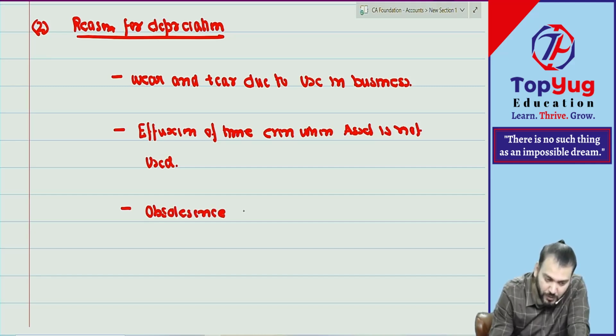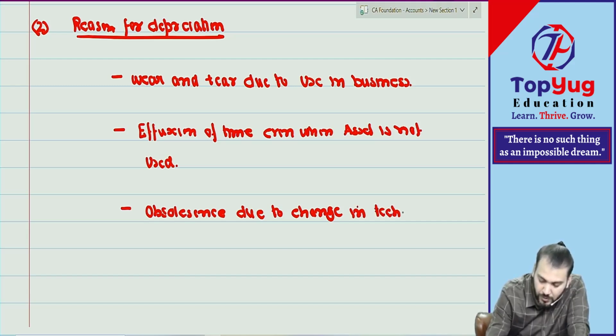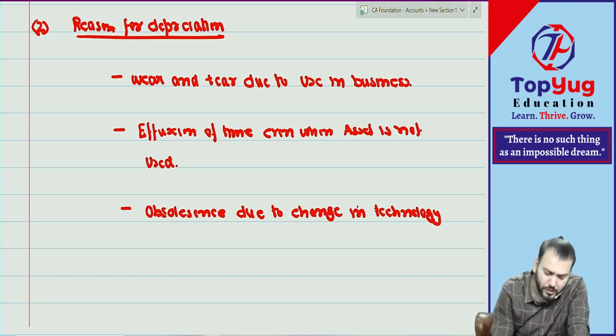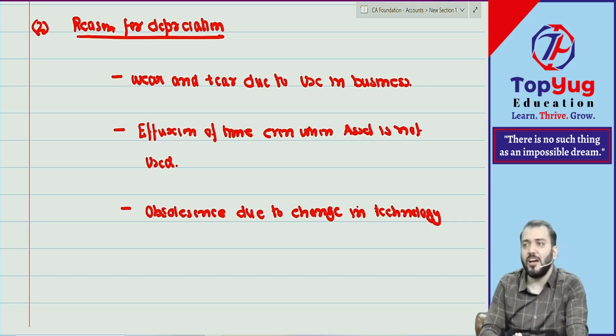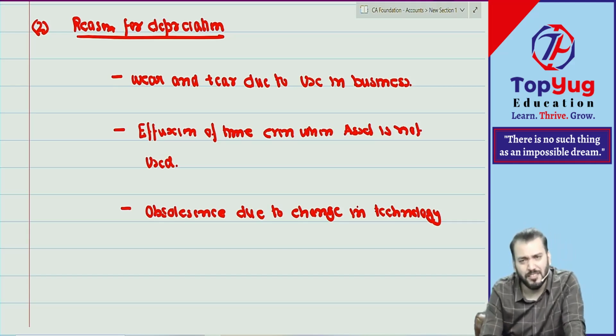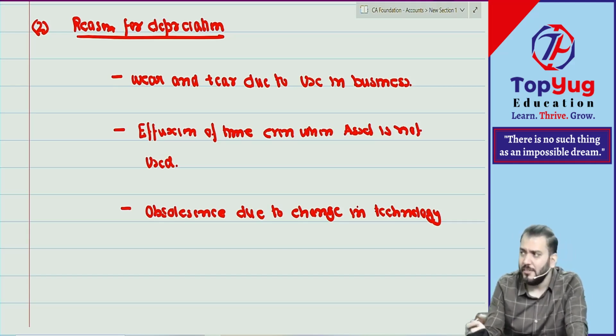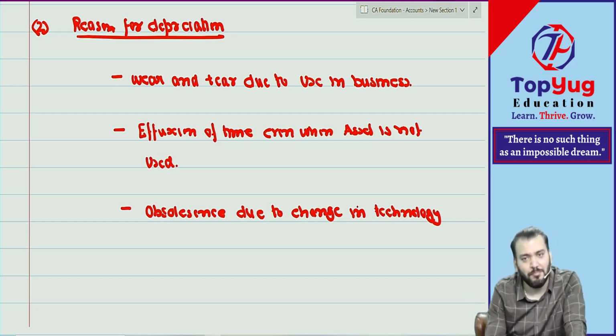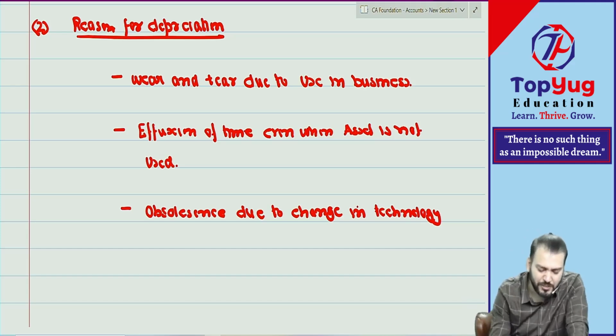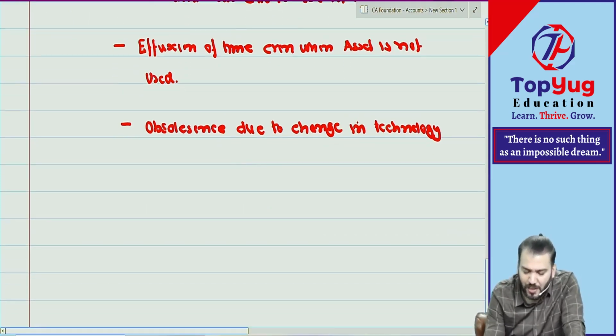Obsolescence. Due to what? Due to changes in technology. Correct. So this may be some reason why we charge depreciation. But leaving this apart, the best reason why we are charging depreciation is due to which concept? Matching concept. Correct. I have just given this because ICS sometimes asks this type of question.